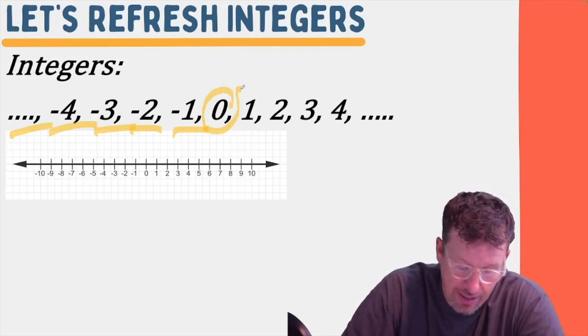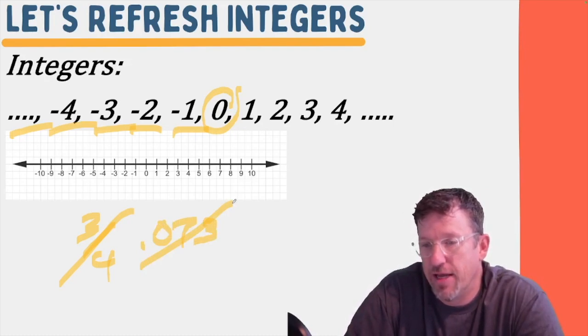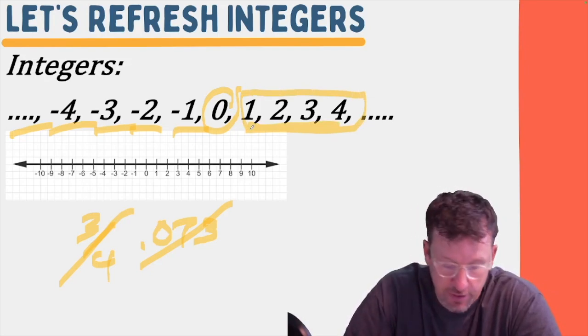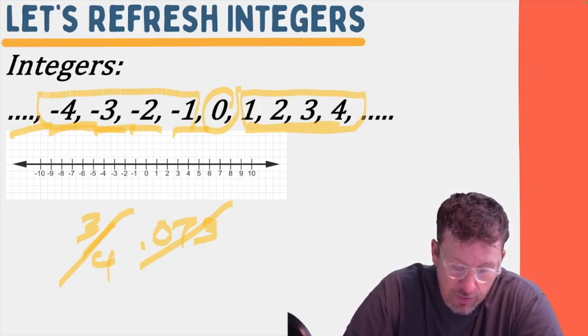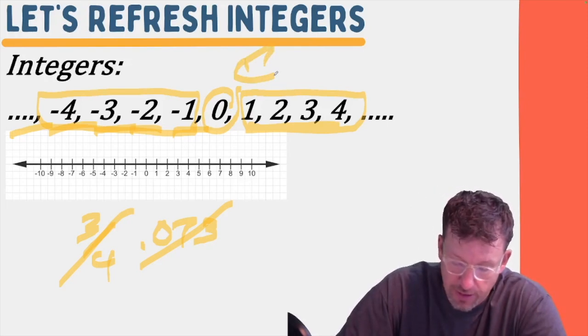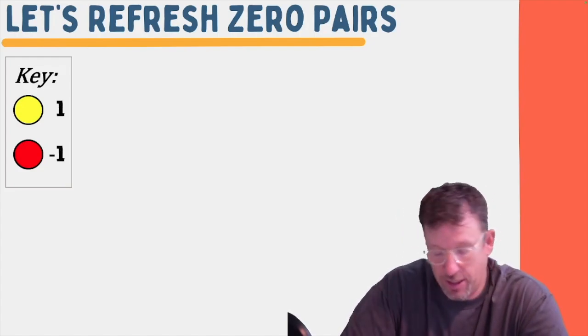Notice what you did not get. You did not get any fractions. Those are not integers. Okay, you did not get 0.073. That is not an integer. They are the whole numbers, all these whole numbers, 1, 2, 3, 4, to infinity. The opposite whole numbers, which is the negative version of all those, and 0. That's really important as we go through this understanding of integers and adding and subtracting and multiplying and dividing integers.